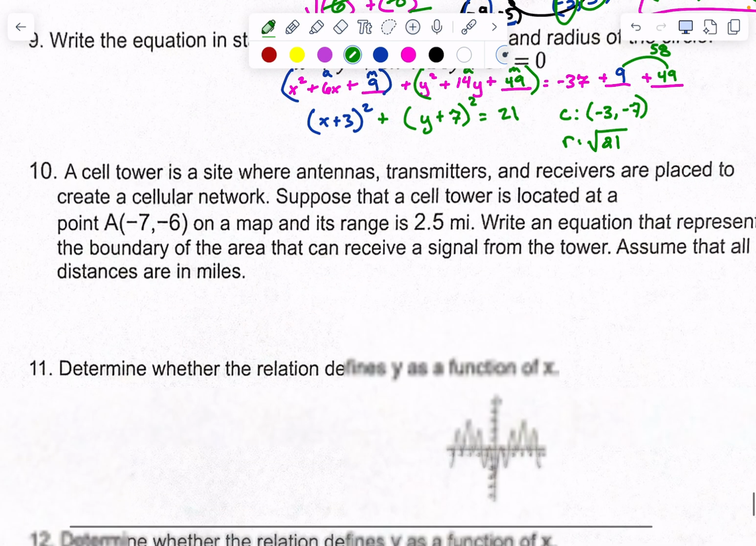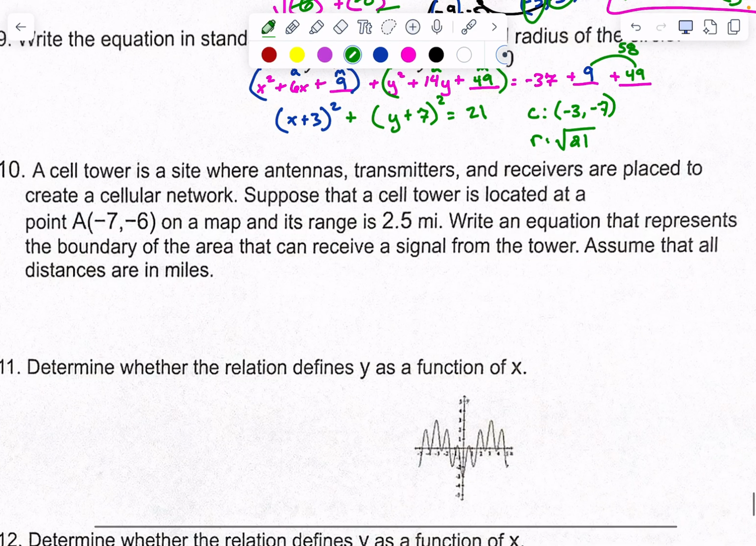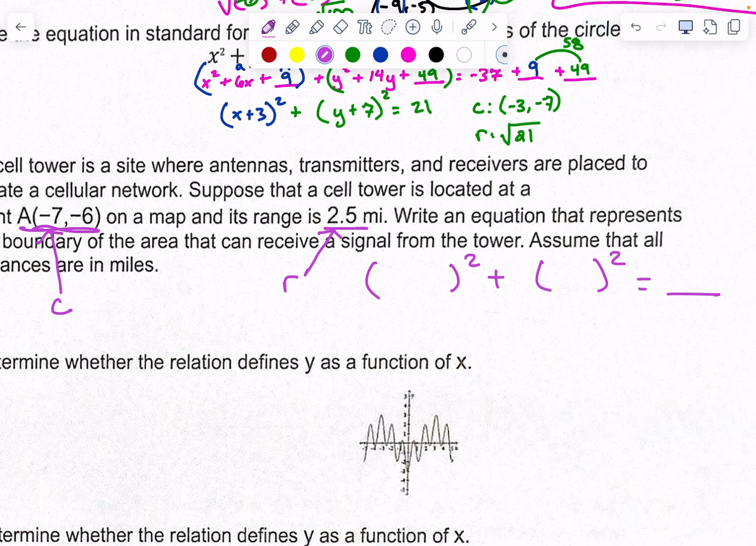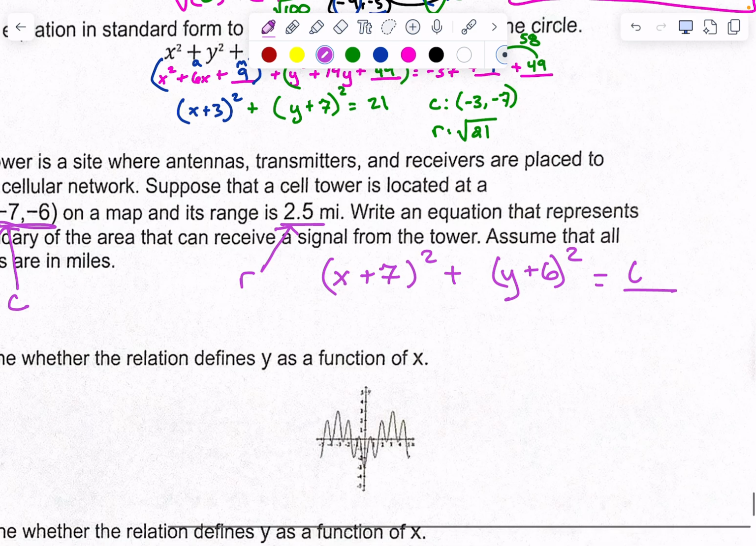Weird. Okay, this is our last circle one. A cell tower is a site where antennas, transmitters, and receivers are placed to do all the things. The tower is located here, and its range is 2.5. That sounds a lot like they're telling me this is the center, and this is the radius. Write an equation that represents the boundary of the area. Here's my, this guy equals this guy. So x plus 7, y plus 6 equals 2.5 squared, which is 6.25.